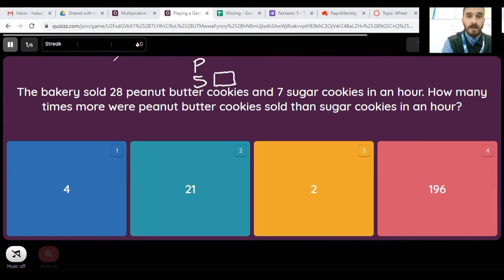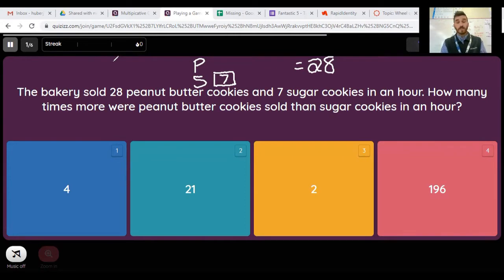So I can put the 1 box beside sugar, and I can go ahead and put that 7 in there. All right. So now I still have to use the other piece of information that it gave me, which in this case is it told me there's 28 peanut butter cookies. That doesn't mean 28 boxes. That just means however many boxes I have has got to be equal to 28 for peanut butter. So I know that the boxes have 7 in each.